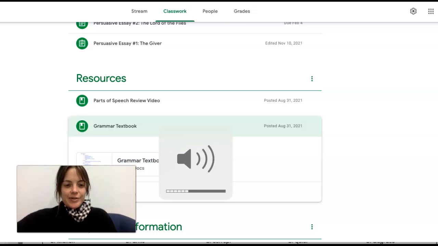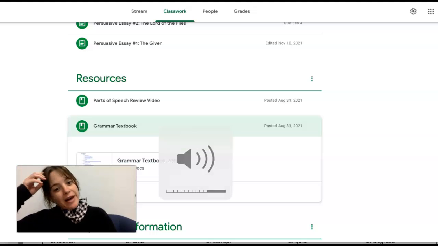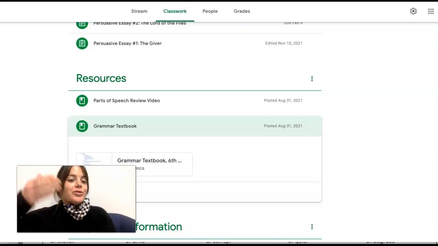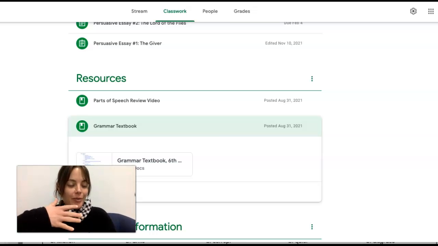Hey guys, so today we are going to talk about our other type of dependent clauses, which are dependent clauses beginning with relative pronouns. As a reminder, our relative pronouns are who, which, and that. We've talked about these type of dependent clauses before, but today we're going to learn about how to punctuate those.